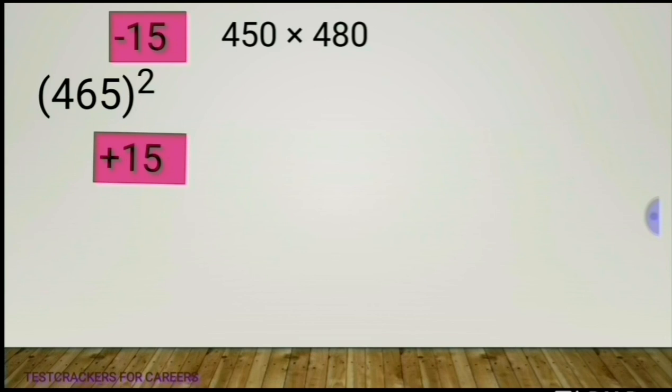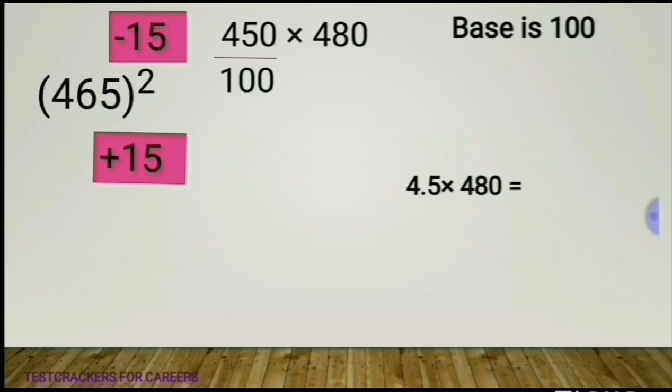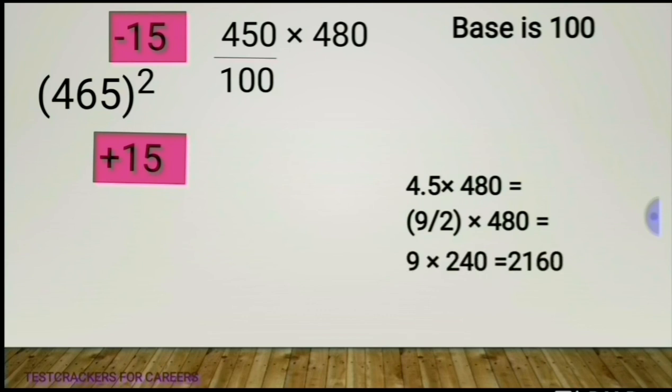Since the base is 100, we divide 450 by 100. The first part is got by multiplying 4.5 by 480. So let's simplify it. 4.5 can be written as 9 by 2. So we get 9 by 2 into 480. And we divide 480 by 2. We get 9 into 240, which is equal to 2160. We write 2160 in the first part.